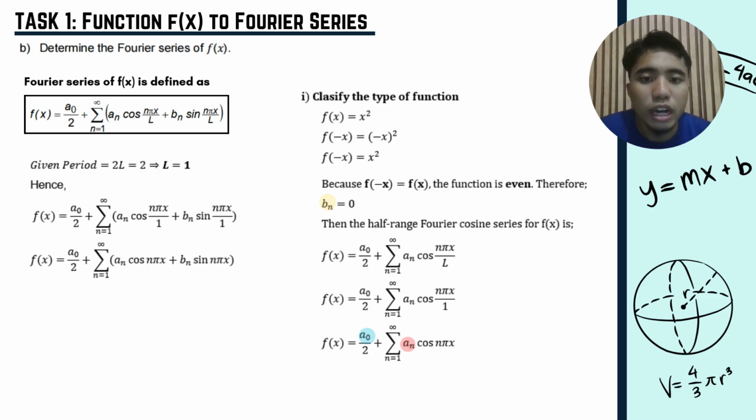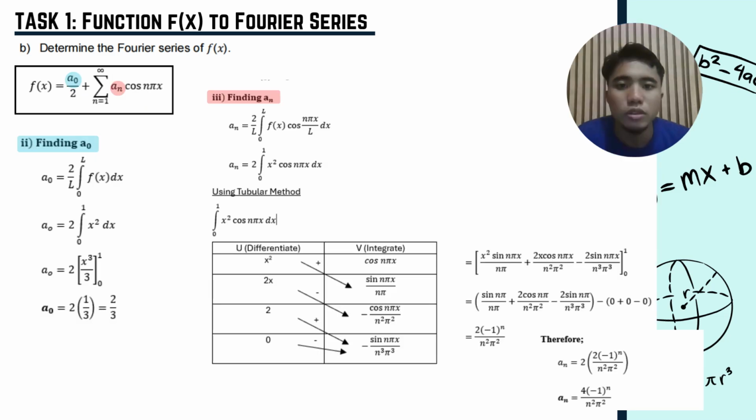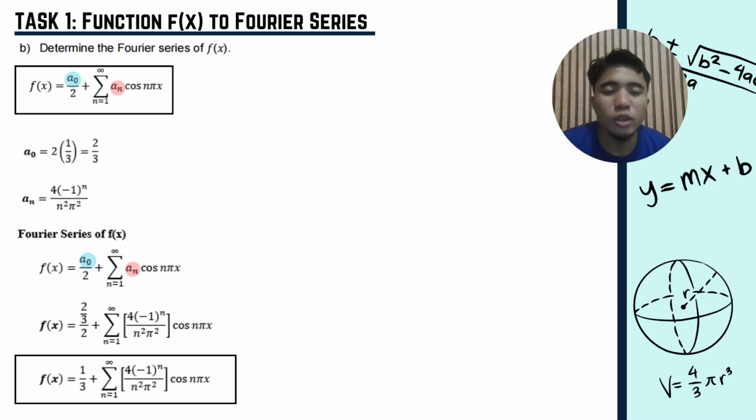Then this function is actually the half-range Fourier cosine series. The formula for the half-range Fourier cosine series is f(x) equals a0/2 plus the summation of an cos(nπx). So we are going to find the a0 and an values. For a0, we get the value 2/3. Meanwhile, for an, we will use the tabular method to find the value of x² cos(nπx) dx, and here we get the answer for an. After we have found our a0 and an, we are going to insert the values into the Fourier series of f(x) to find the complete f(x) equation. So here is our Fourier series of f(x).